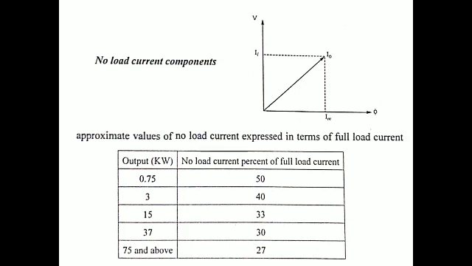The output power is shown in the first column. The second column is the no load current as a percentage of full load current, which is given as a range. For example, for the first data, 0.75 kilowatt, 50 percent of the full load current is the no load current. By this, we have to assume the no load current value. So that is one part, and the no load current is completed.